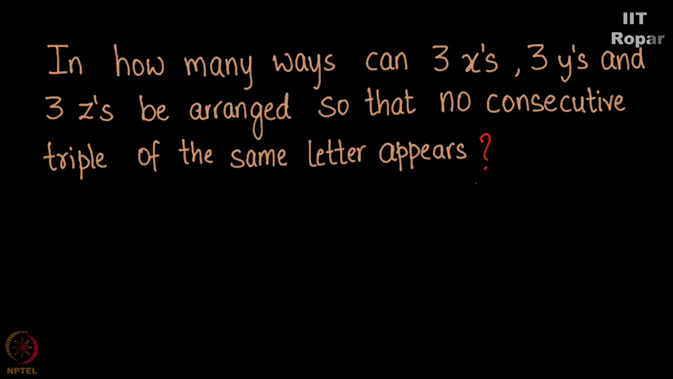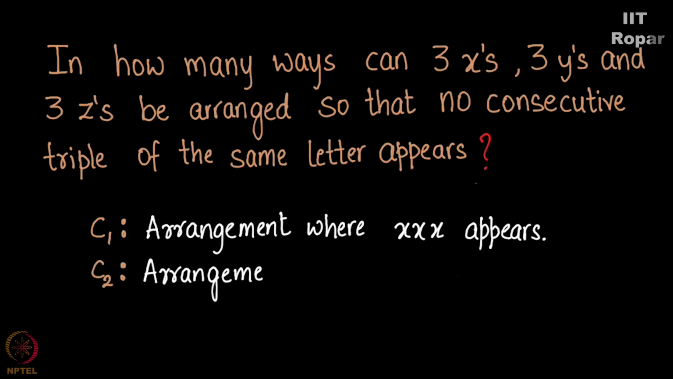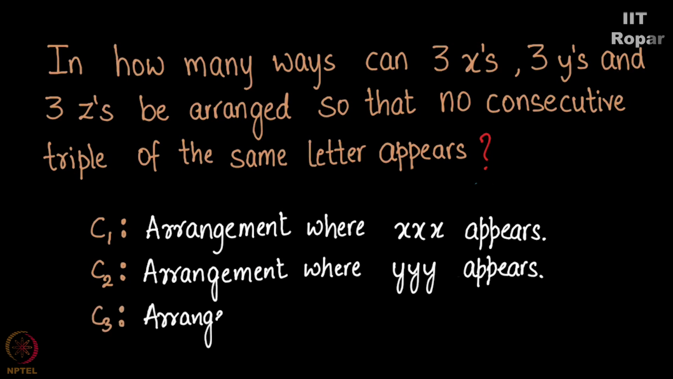Now, let the three conditions be like this. Let C1 be the arrangements where XXX appears. Let C2 be the arrangements where YYY appears. Let C3 be arrangements where ZZZ appears. So out of the 9 alphabets given, you have these three as C1, C2, C3 and the corresponding arrangements. I hope C1, C2, C3 is clear to you. If not, pause the video and think now.